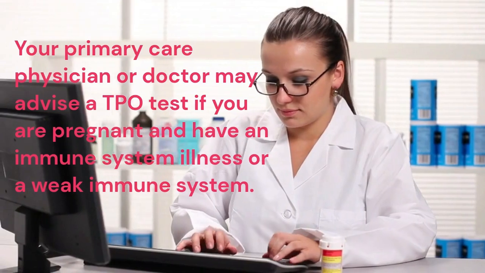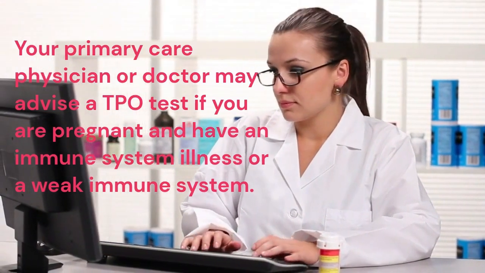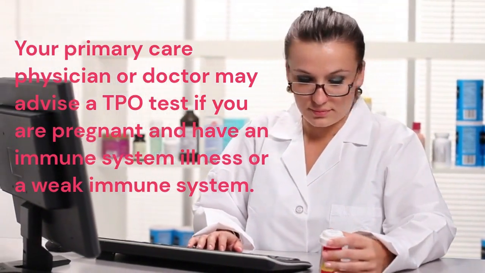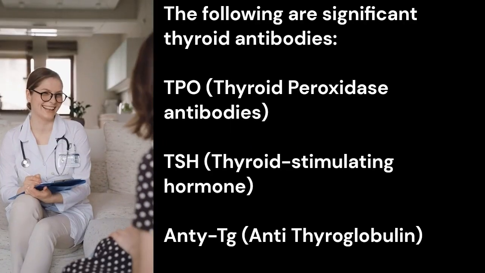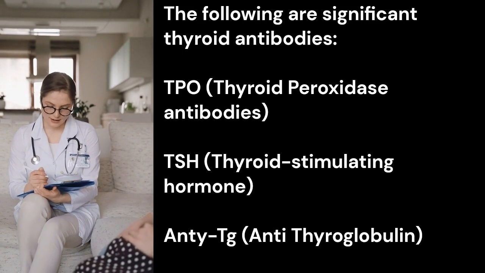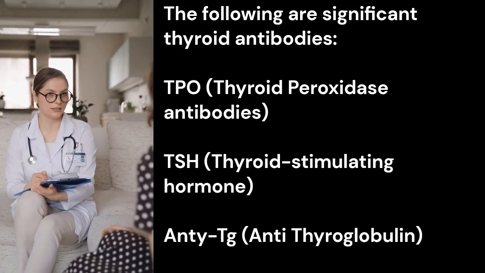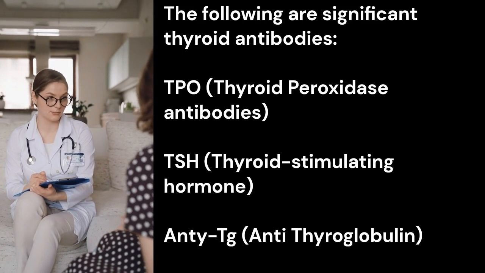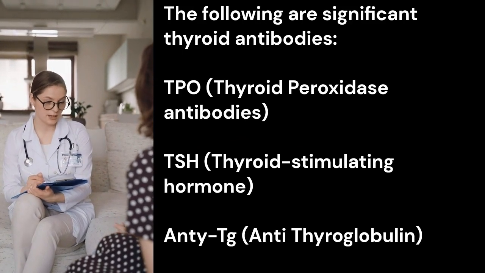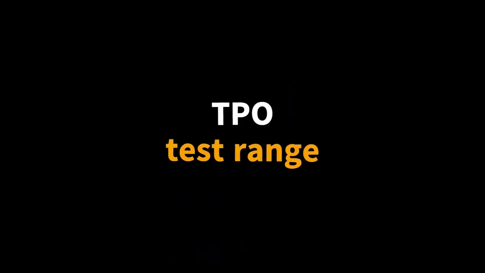Your primary care physician or doctor may advise a TPO test if you are pregnant and have a weak immune system. Thyroid antibodies. The following are significant thyroid antibodies: TPO, thyroid peroxidase antibodies; TSH, thyroid stimulating hormone; anti-TG, antithyroglobulin. TPO test range.